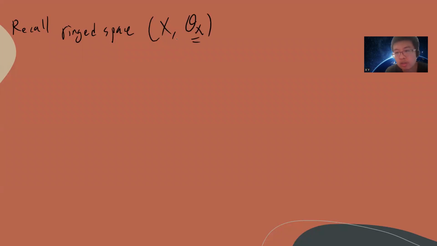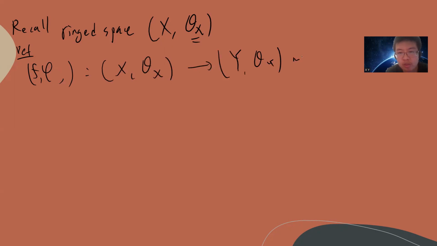So this video is mostly terminology. Just quickly recall the ring space morphism. A ringed space is basically a topological space X, and O_X is a sheaf of rings. If you have f and phi, the pair is what we call a morphism of ringed spaces from (X, O_X) to (Y, O_Y).